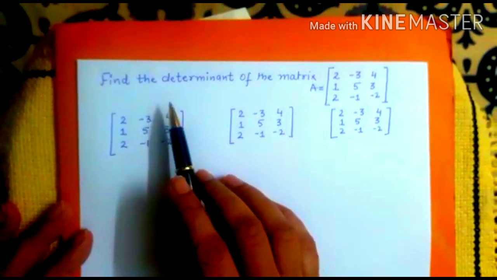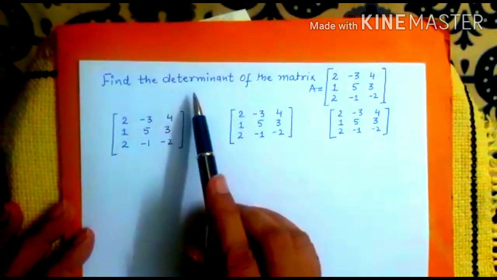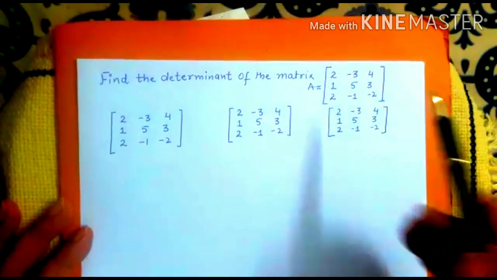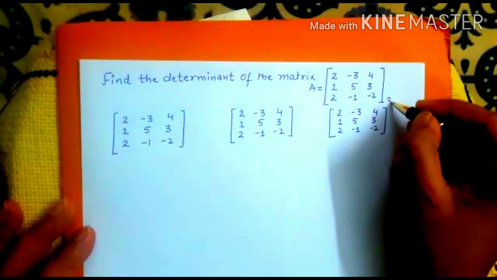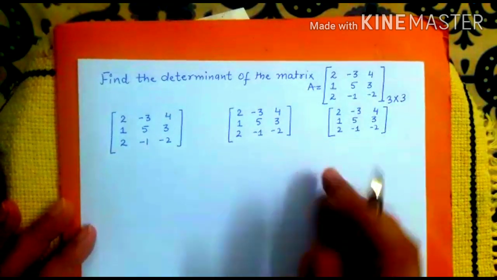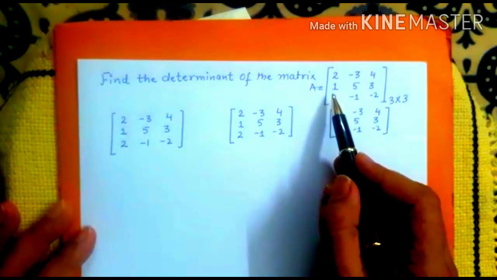Now let's take one example. Find the determinant of the matrix A equals to this. You can see it is a square matrix of order 3 by 3. So we have to find out its determinant.